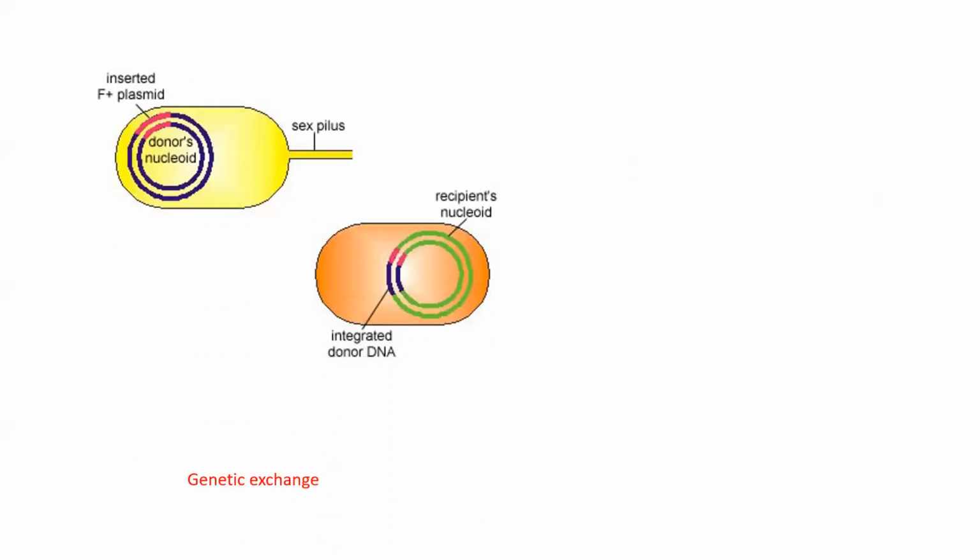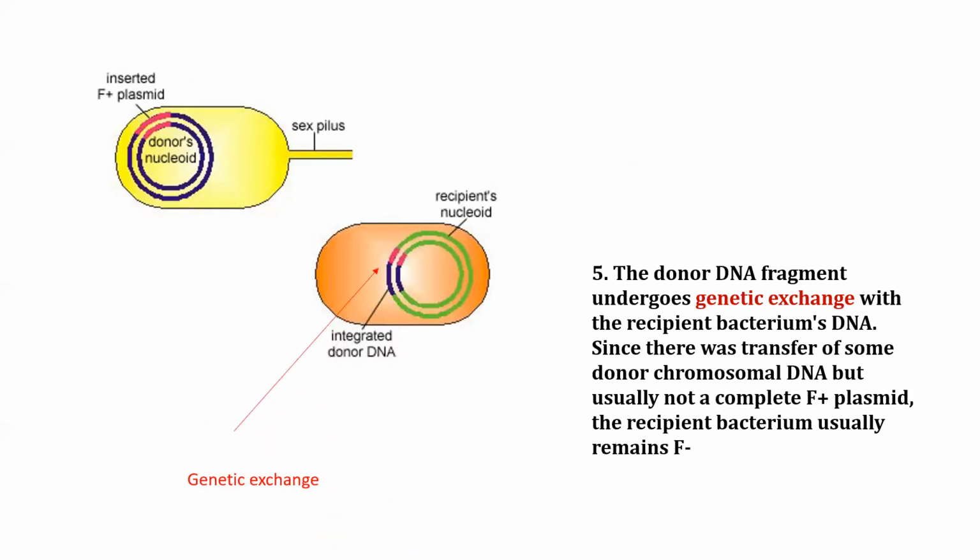Now at the end, what happens? The donor DNA fragment undergoes genetic exchange with the recipient bacterium's DNA. Here we can see the change in the color. Since there was transfer of some donor chromosomal DNA, but usually not a complete F plus plasmid, the recipient bacterium is still devoid of the F plasmid and it usually remains F minus.